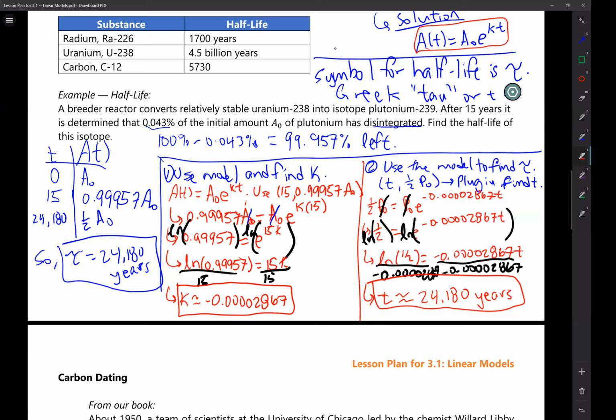Hopefully some of you are already seeing that we could probably come up with a formula for what tau is, because it doesn't matter what the initial amount is. Every time I plug in T and 1/2 P naught, the key thing here is this calculation right here. This is going to give me the answer for tau every time. It's always going to be ln half divided by k. So we can actually write that down as a formula. Half-life on any radioactive material, tau, is going to be ln 1/2 divided by k. I'll put stars there. So that's really cool.